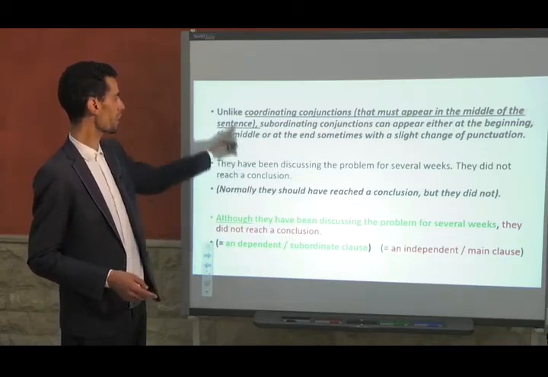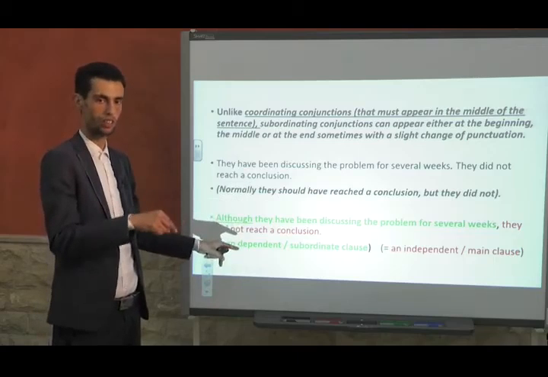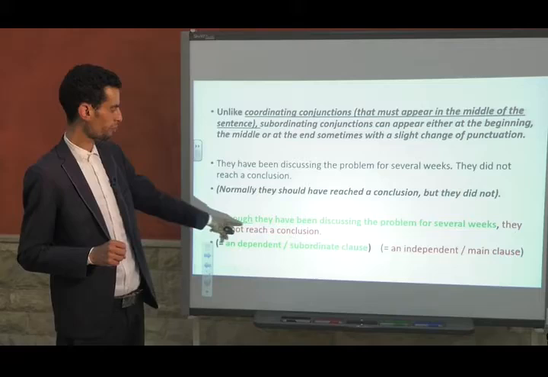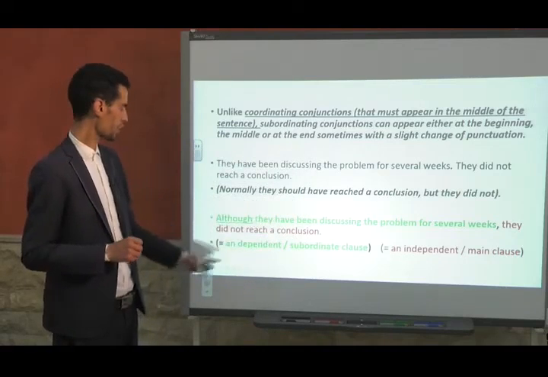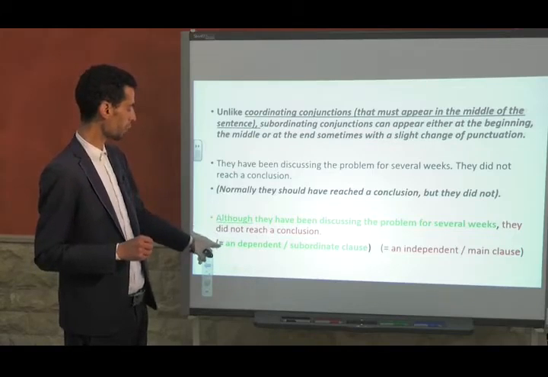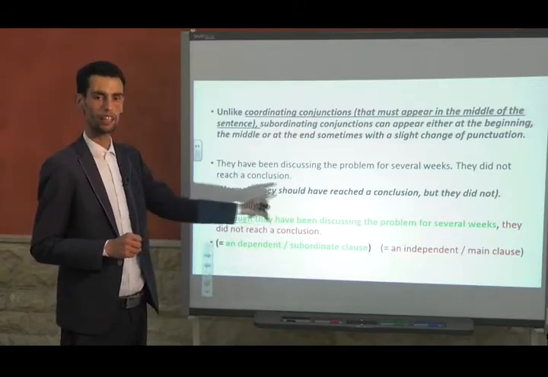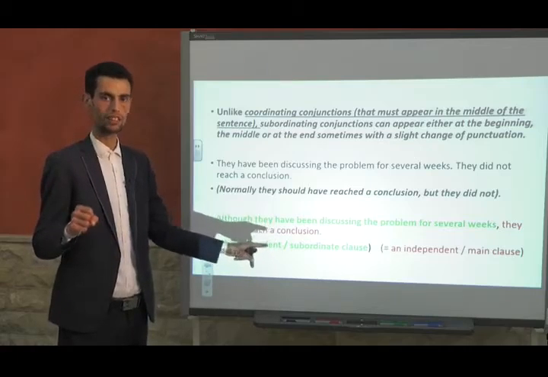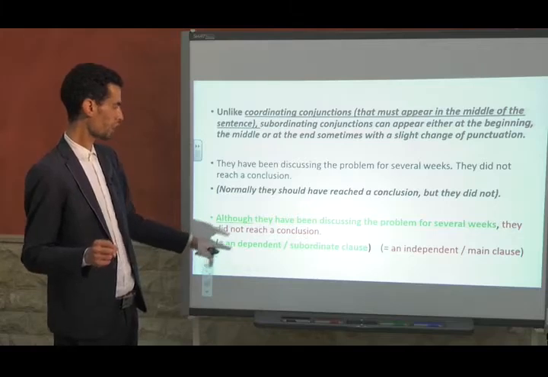although. And although is a subordinating conjunction, it makes one clause depend on the other clause so that it gets its meaning. Although they have been discussing the problem for several weeks, they didn't reach a conclusion. So have a look at this one. The clause that is written in green, sorry, is called a dependent or a subordinate clause. Why? Because it needs to be linked, or attached, to the other clause which is in red, so that it can have a meaning. Otherwise, it would be meaningless.